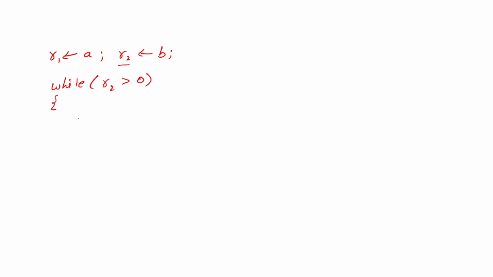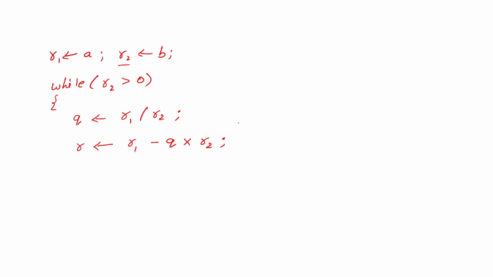So here first we need to find R1 divided by R2, that is the coefficient, and we need to find the R value. R means remainder. How can you find the remainder? R1 minus coefficient into R2. So this is the equation to find the remainder, R1 minus Q into R2.